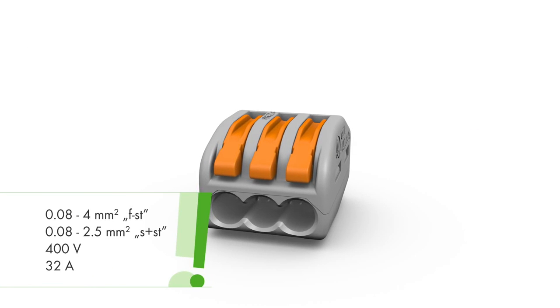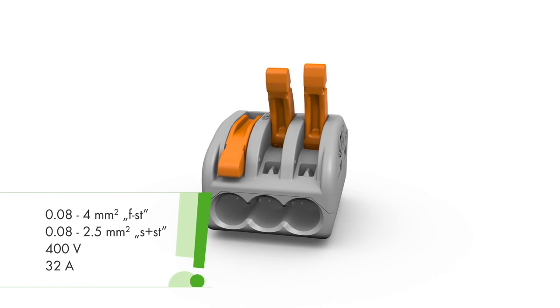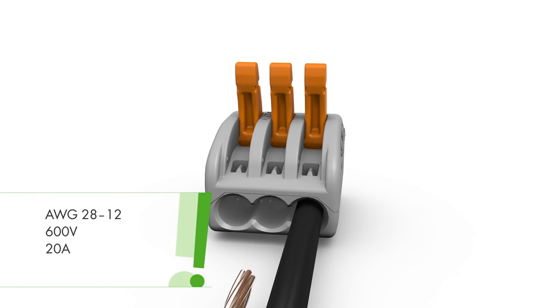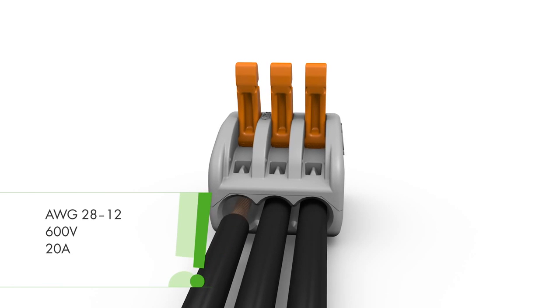The 222 series splicing connectors equipped with cage clamp compact terminate solid, stranded, and fine stranded conductors without tools.